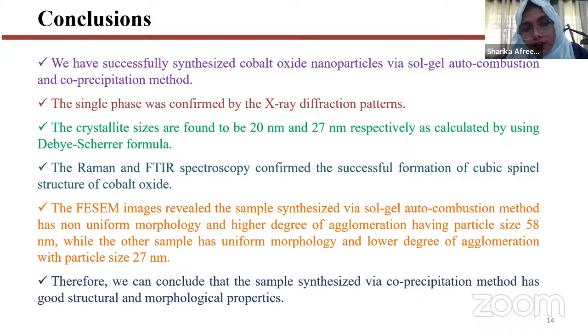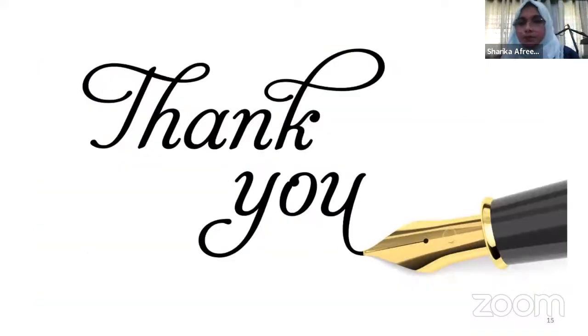The FESEM images revealed the sample synthesized by the sol-gel autocombustion method has non-uniform morphology and a higher degree of agglomeration, having a particle size of 58 nanometers, while the other sample has uniform morphology and a lower degree of agglomeration with a particle size of 27 nanometers. Therefore, we can conclude the sample synthesized by the co-precipitation method has good structural and morphological properties, which can be used in various applications due to its uniform morphology, lower degree of agglomeration, and lower particle size. Thank you.